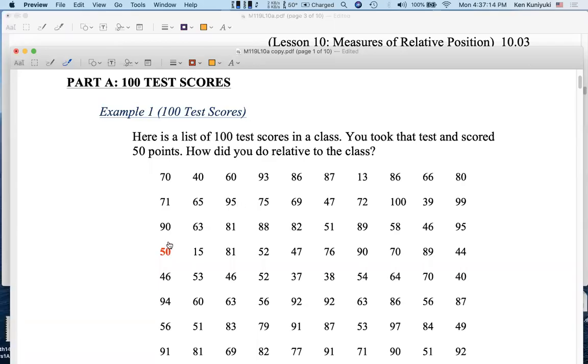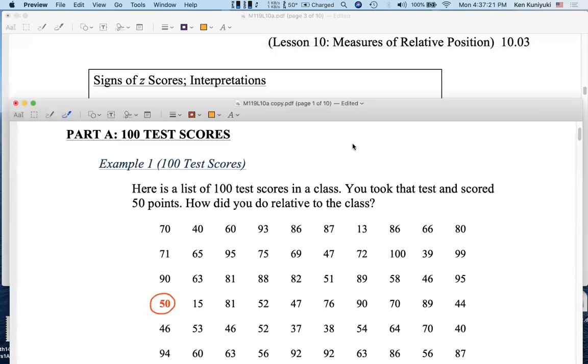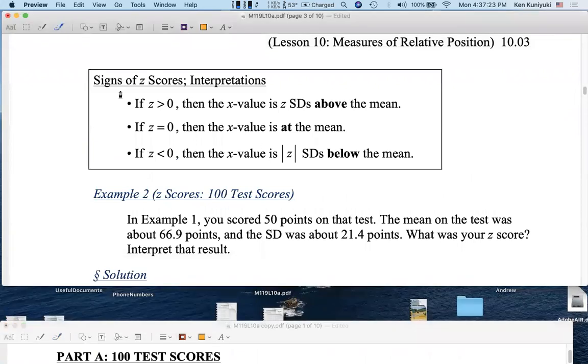Hi, everyone. So you scored 50 points out of 100 on this test. What was your z-score and how could you interpret that? Well, at the very least, you're hoping that your z-score is positive because then that would mean that you scored above the mean. So for example, if your z-score were 3, then that means that your raw test score was 3 standard deviations above the mean.